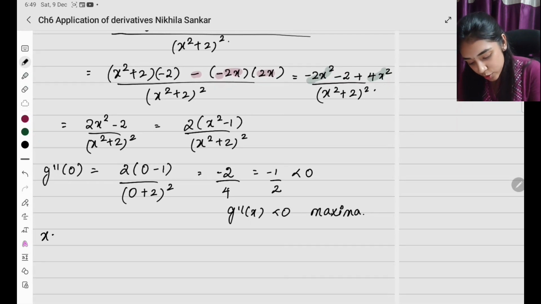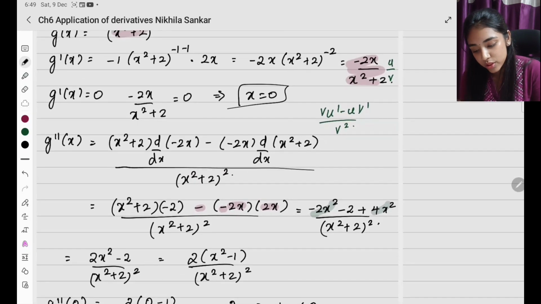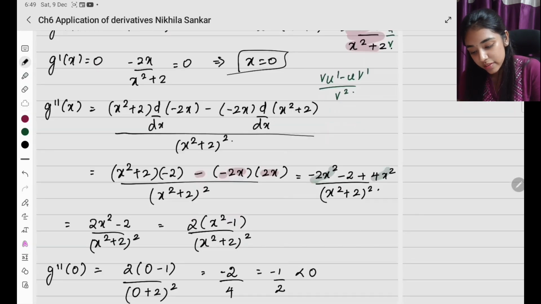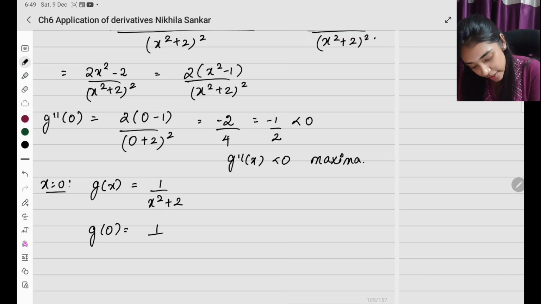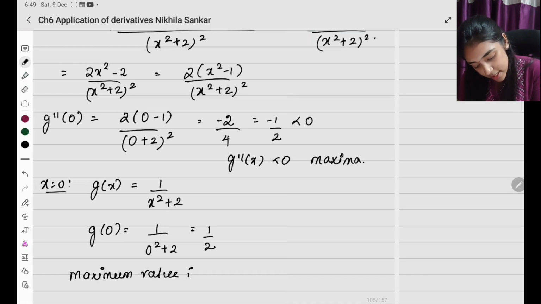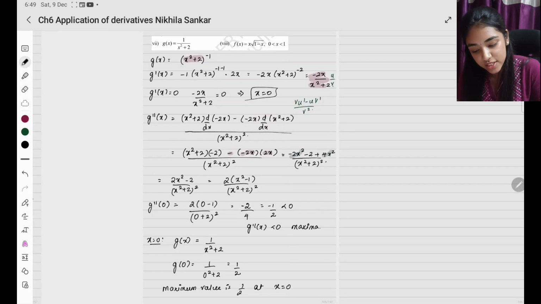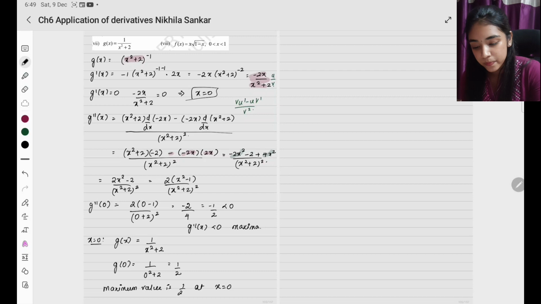So what is that value at x equals 0? When I substitute into g of 0, g of x is going to be 1 divided by x square plus 2. So I have g of x is going to be 1 divided by x square plus 2. And I substitute 0, I have 1 divided by 0 square plus 2, which is going to be 1 by 2. So the answer is, the maximum value is 1 by 2 at what value? x is equal to 0. So this is my final answer. Okay, please copy.